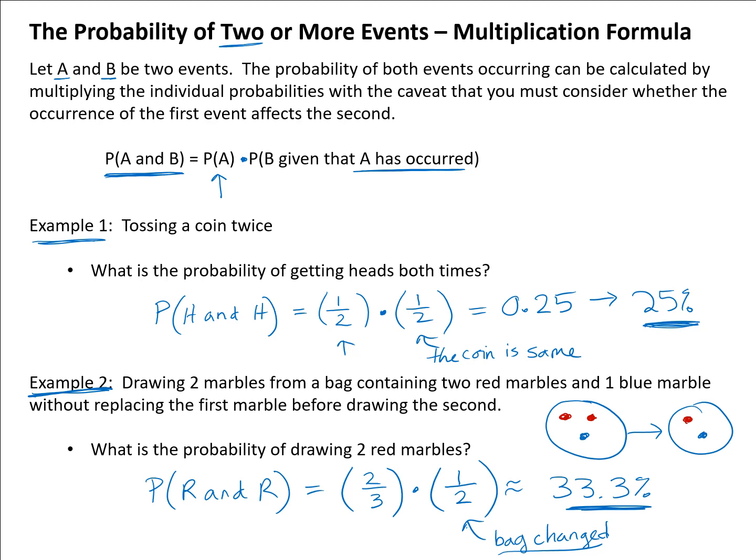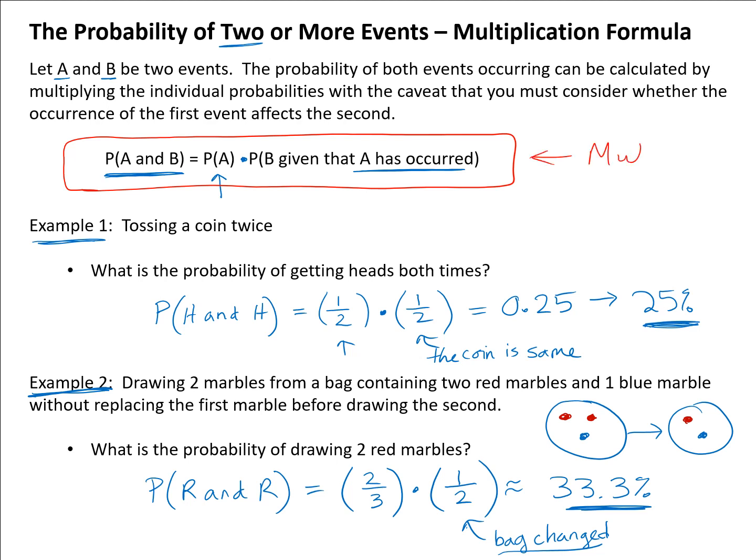So this is the formula you're going to use most of the time because tree diagrams are a little inconvenient for a lot of examples. But this multiplication rule will work as long as you consider the possibility that in your second occurrence, that second event, the probability may need to be adjusted compared to what you were working with in the first probability. So this is the multiplication rule for probabilities.